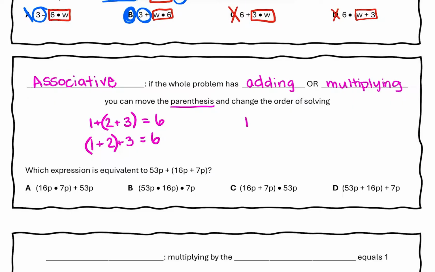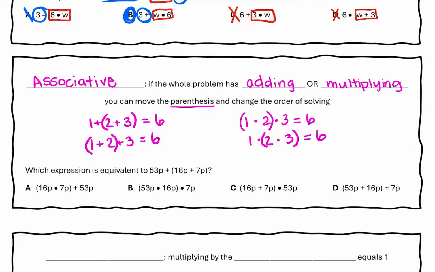Same with multiplying. Let's change it to multiplying. 1 times 2 times 3. Let's put the parentheses in the front this time first. 1 times 2 is 2, times 3 is 6. Now 1 times 2 times 3, and let's put the parentheses in the back this time. If I solve 2 times 3, 6 times 1 is still 6. So if it's all multiplying, we can flip it, or we can change the parentheses.